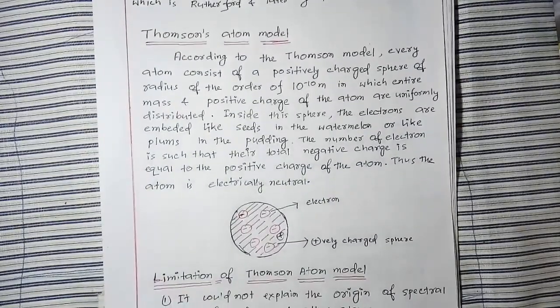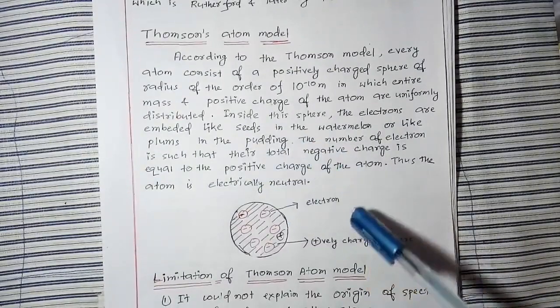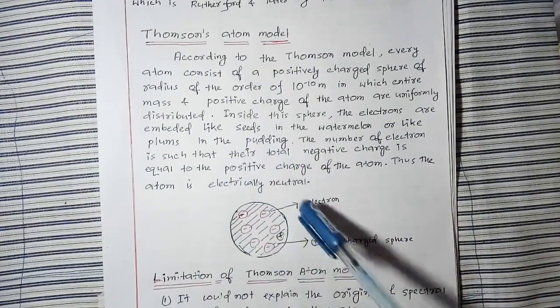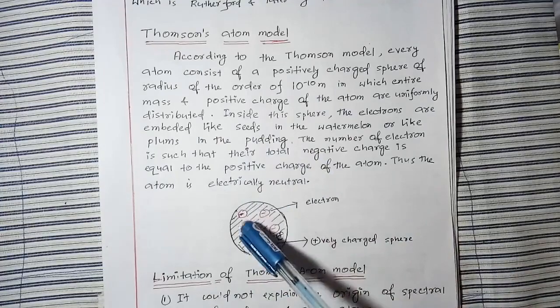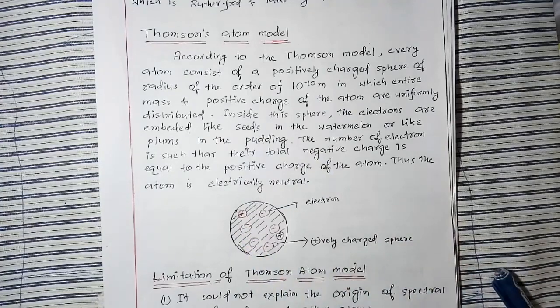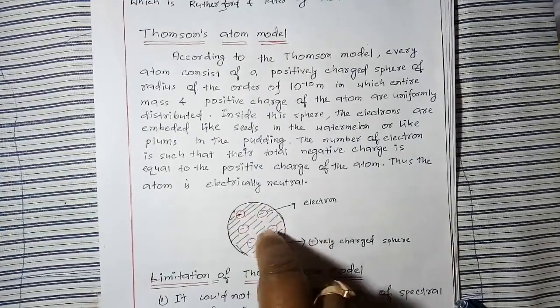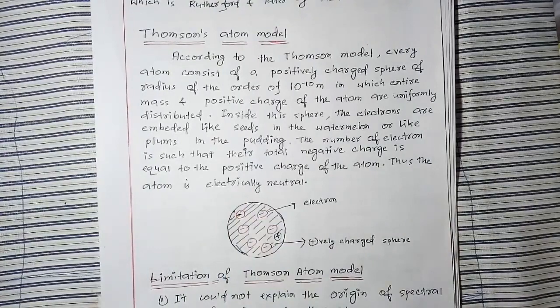Okay. For example, in this diagram, suppose the whole sphere is a watermelon, and the small negative spheres that I'm showing are what? These are electrons, and the whole other part except the negative electrons is the positive charge of the atom, which is uniformly distributed. The total positive charge of the atom is uniformly distributed over the whole atom.